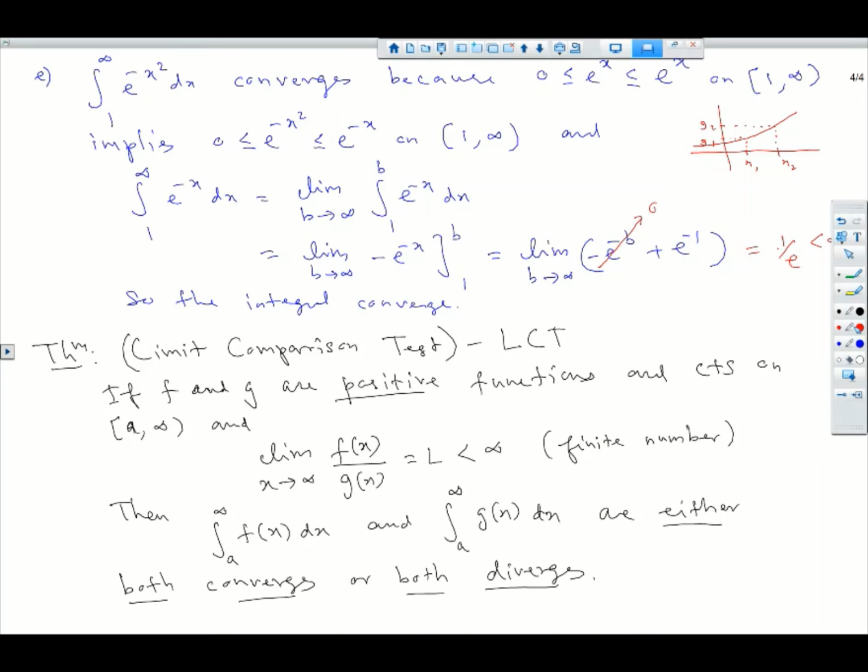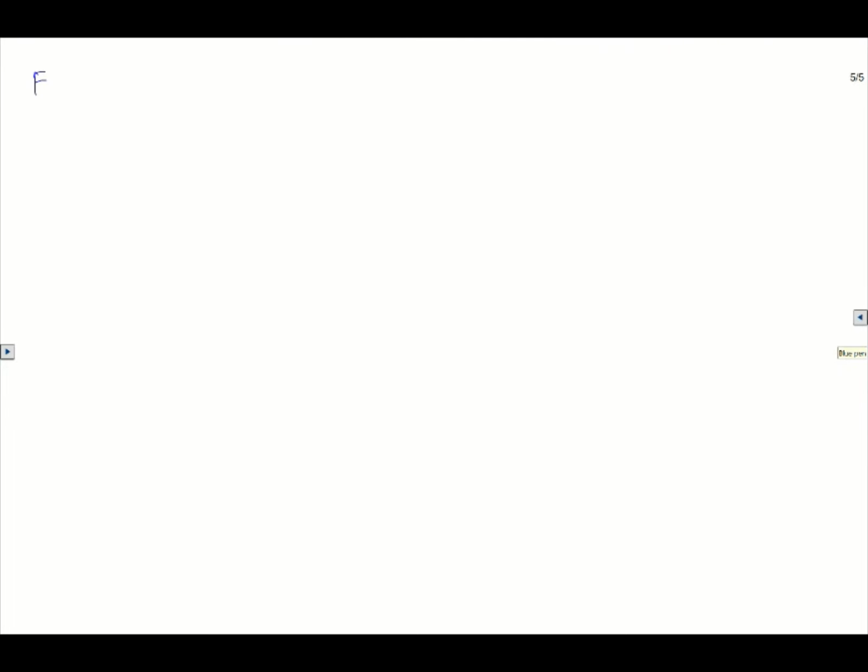Let's do this one. Example: show that the integral from 1 to infinity of dx over 1 plus x squared converges. What we're trying to do is a mental calculation to find a function that you can compare with. What we normally do is take those unnecessary terms out. For example, we have plus 1 here, we're going to take it out. We only consider the largest terms.